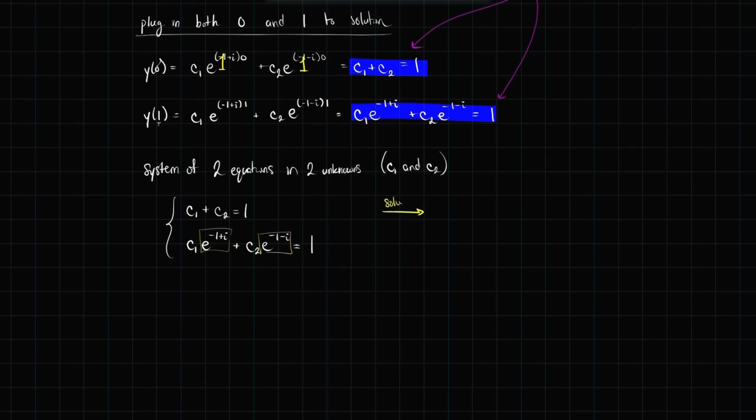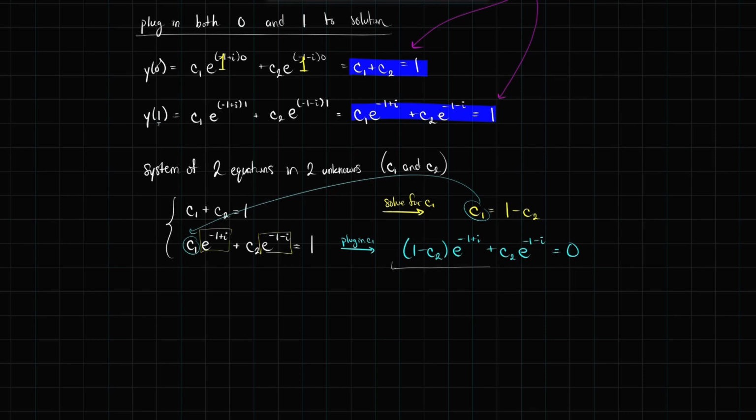I can solve the first for C1. That's going to tell me C1 is 1 minus C2. I go ahead and plug that in for C1 in the second case. Where does that send me? It sends me to 1 minus C2 times e to the negative 1 plus i, plus C2 e to the positive, or 1 minus i, equals 0. I just have to go through lovely algebra, solve for C2. It looks like I can do that by distributing that exponential. So I'll have e to the negative 1 plus i minus C2 e to the negative 1 plus i plus C2 e to the negative 1 minus i equals 0.